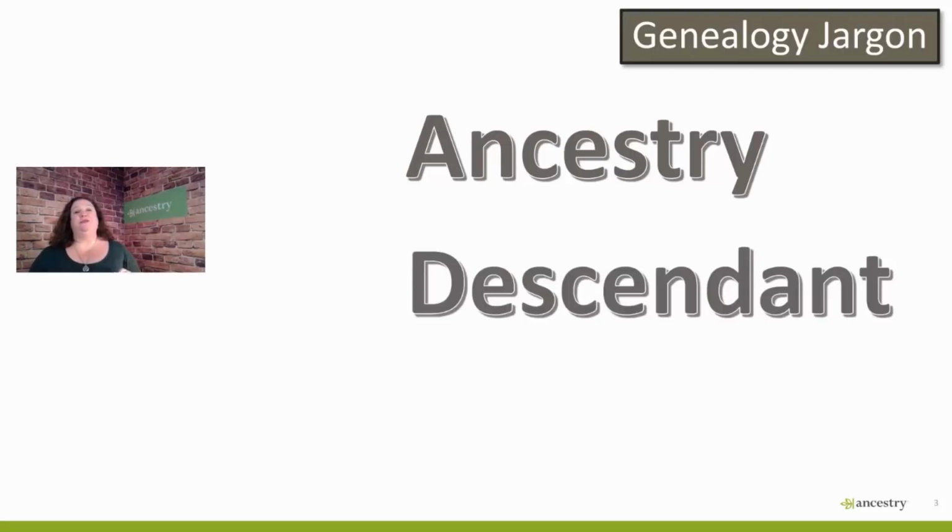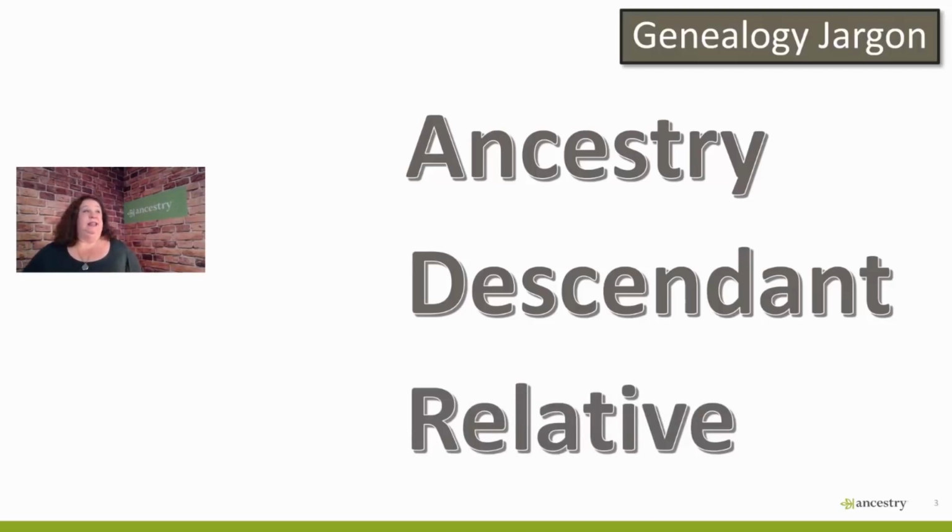Another word that we use is the word descendant. A descendant is anyone to whom the word child can be applied. So your child, your grandchild, your great-grandchild, and so on. Ancestry and descendant have some really specific meanings. Well, then what do you call everybody else? The aunts and the uncles and the cousins, we just call them relatives, right?